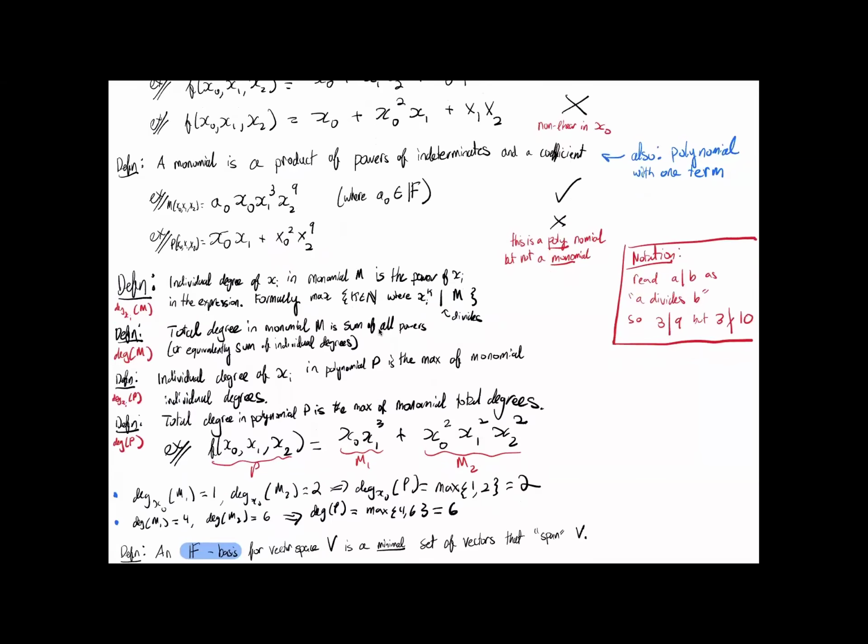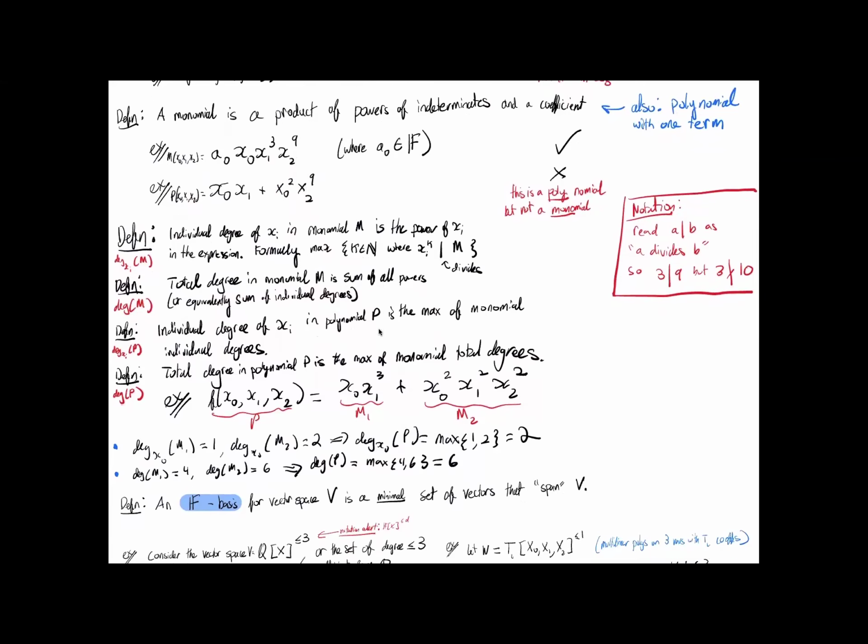There's another concept, the total degree of a monomial. The total degree of a monomial is just the sum of all the powers. So here we have x0 squared, x2 to the ninth. The total degree of this monomial is 2 plus 9, 11.